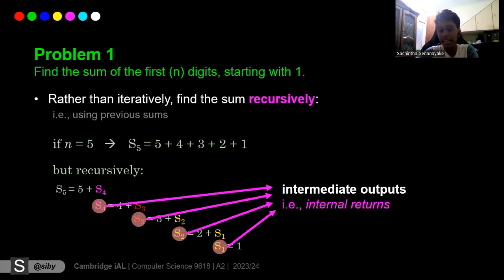There will be intermediate returns or intermediate outputs, which are basically returns that take place within the recursive function calls. Now, of course, these might not make a lot of sense to you right now, what these specific terms and returns mean, but we'll look at it briefly and probably more clearly as we move on.